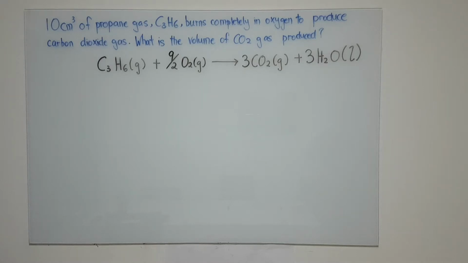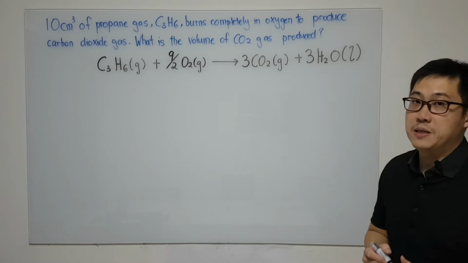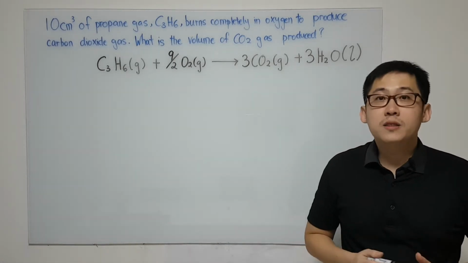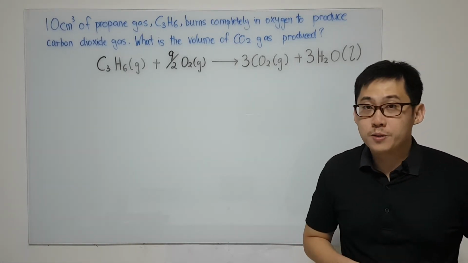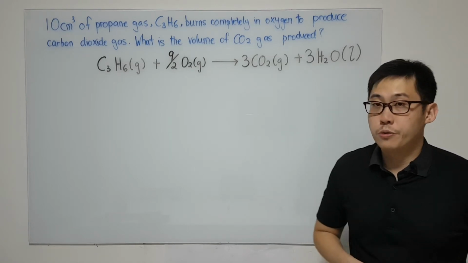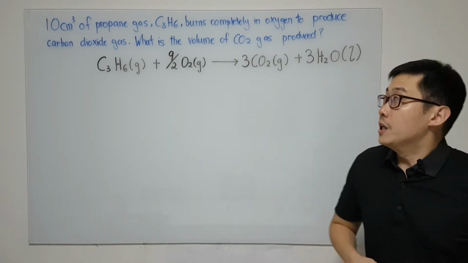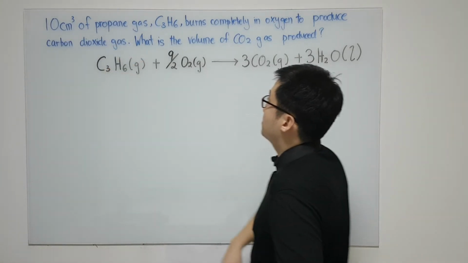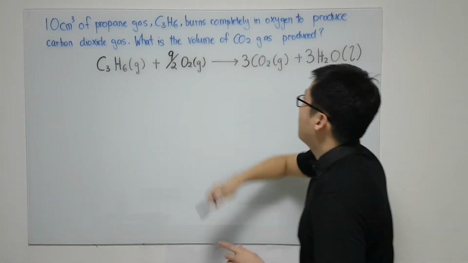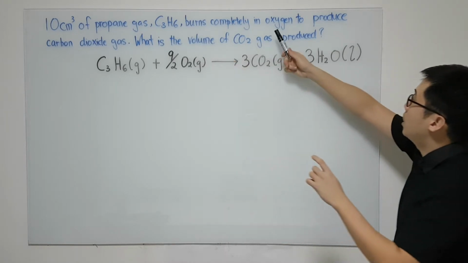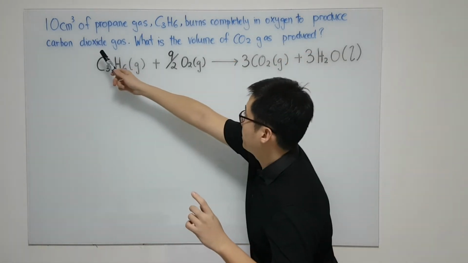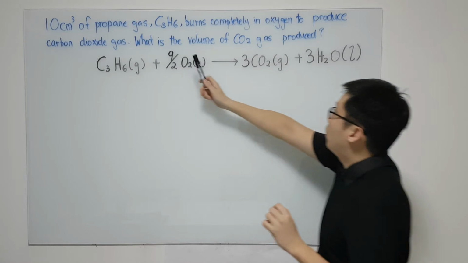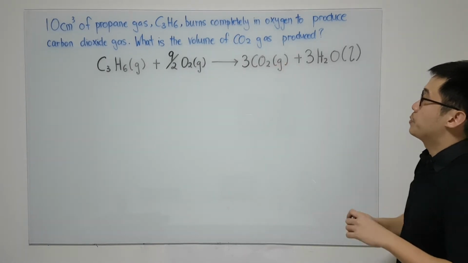In this video, we are going to discuss how to determine the volume of gases of your reactants as well as your products based on the stoichiometric ratio. Take a look with me now at this question. 10 cm cube of propane gas, the formula is C3H6, burns completely in oxygen to produce carbon dioxide gas. What is the volume of CO2 gas that's produced?